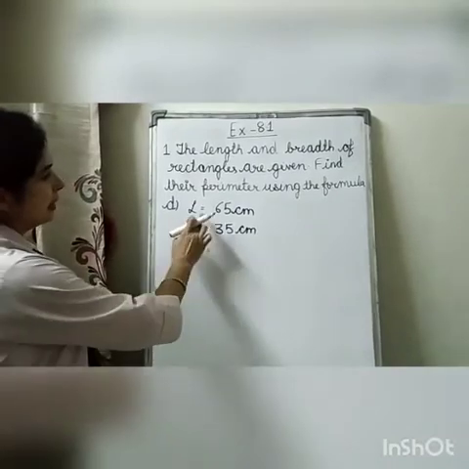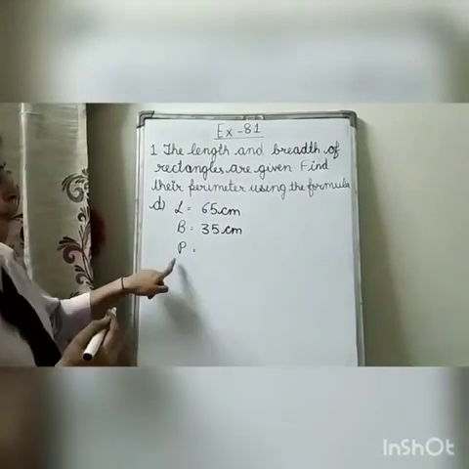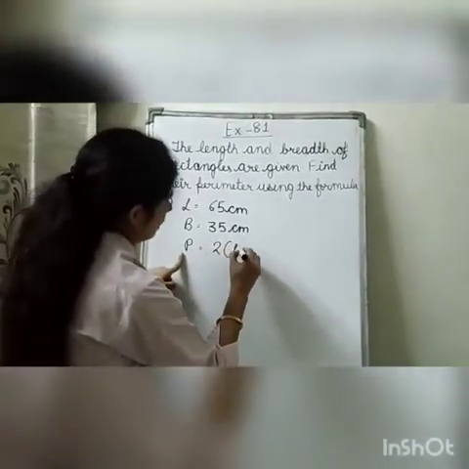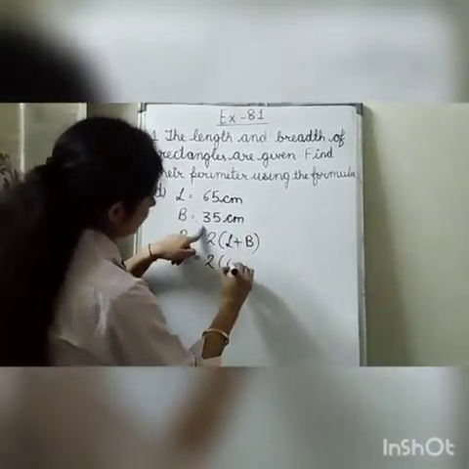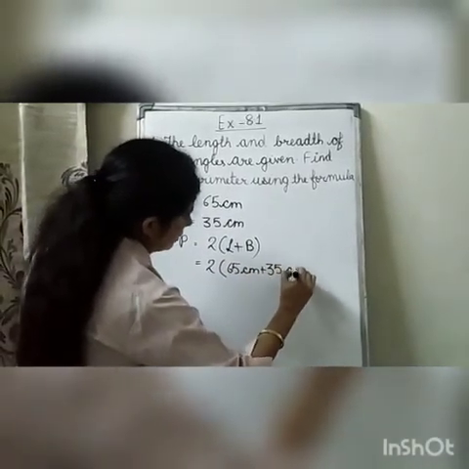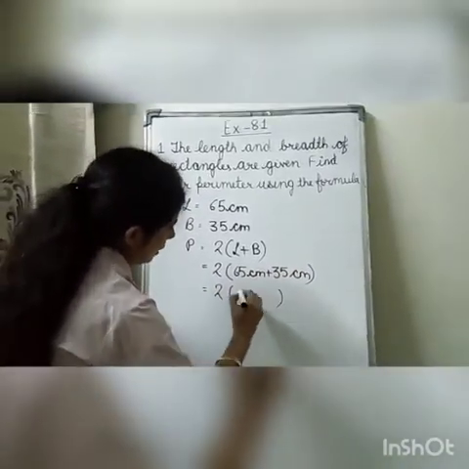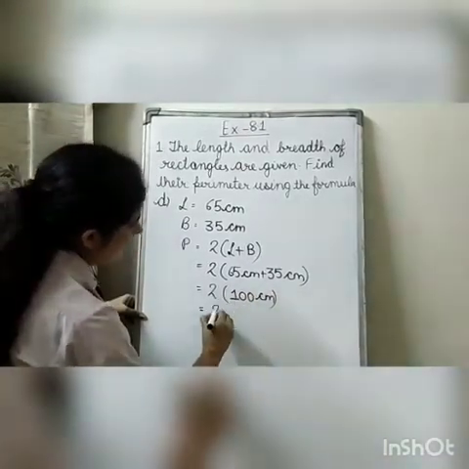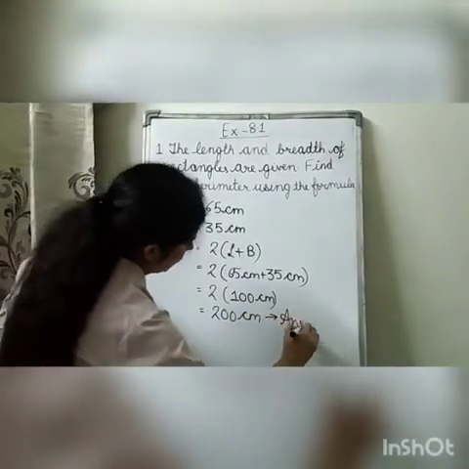Next part is length is 65 centimeter and breadth is 35 centimeter. We will use the same formula again. Perimeter of rectangle is 2 multiply length plus breadth. Here we will write 2. Length is 65 centimeter. Breadth is 35 centimeter. We will add these two measurements. 65 plus 35 is 100 centimeter. 2 100s are 200 centimeter. This is our final answer.